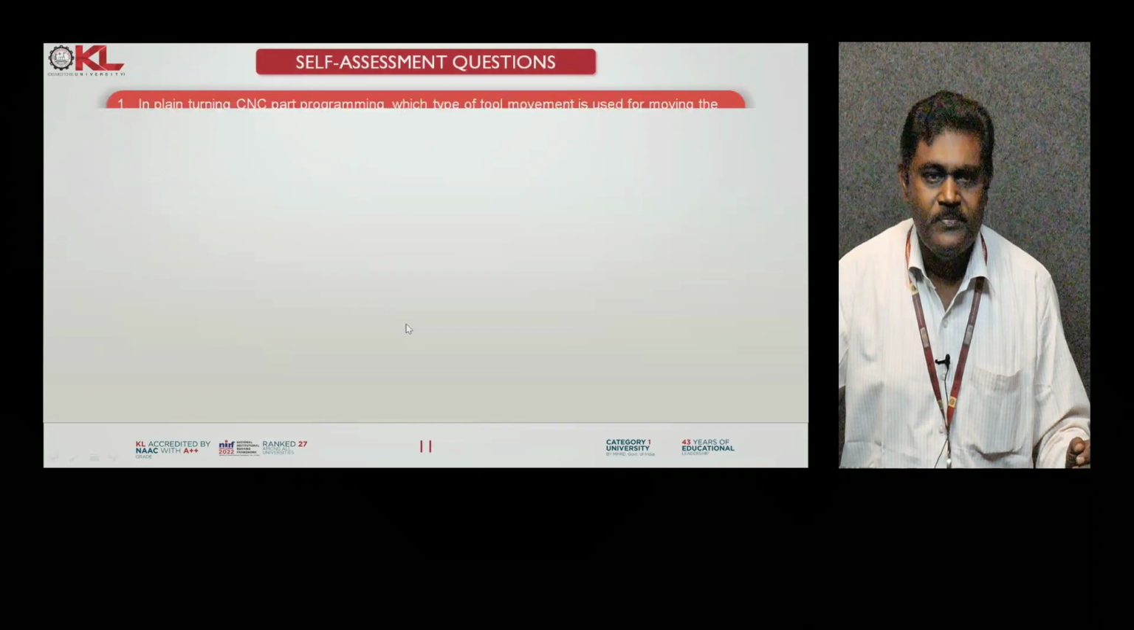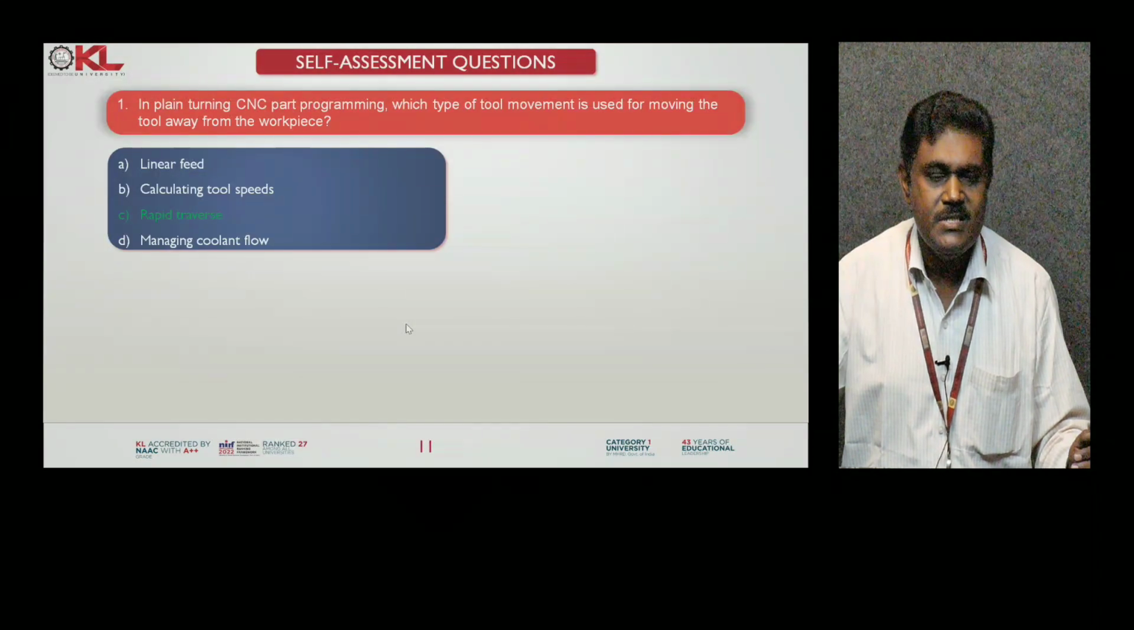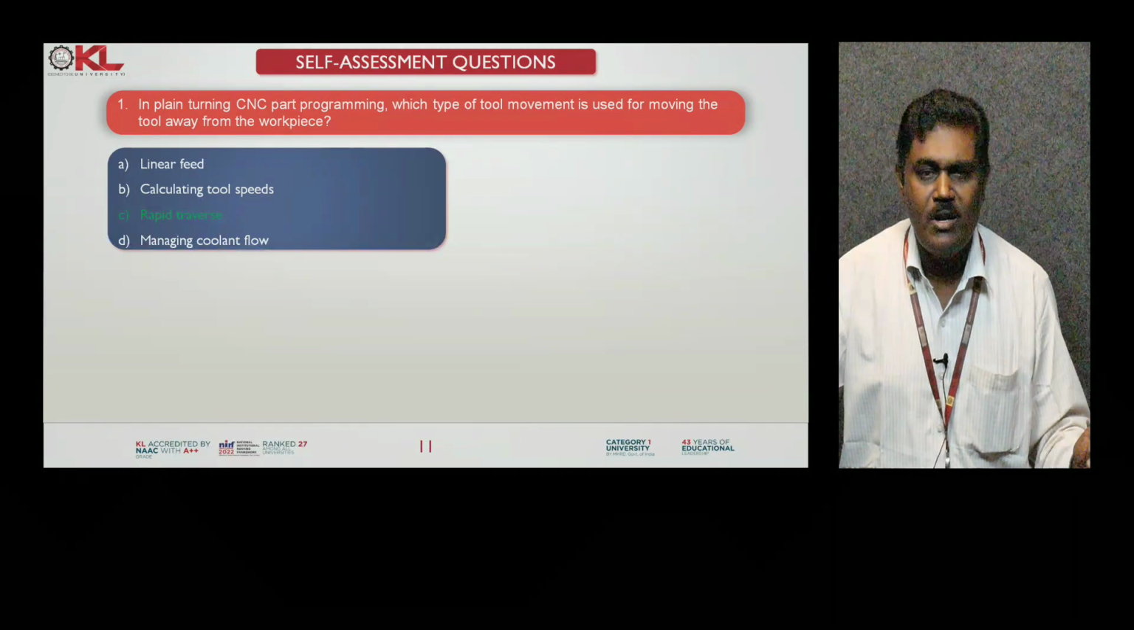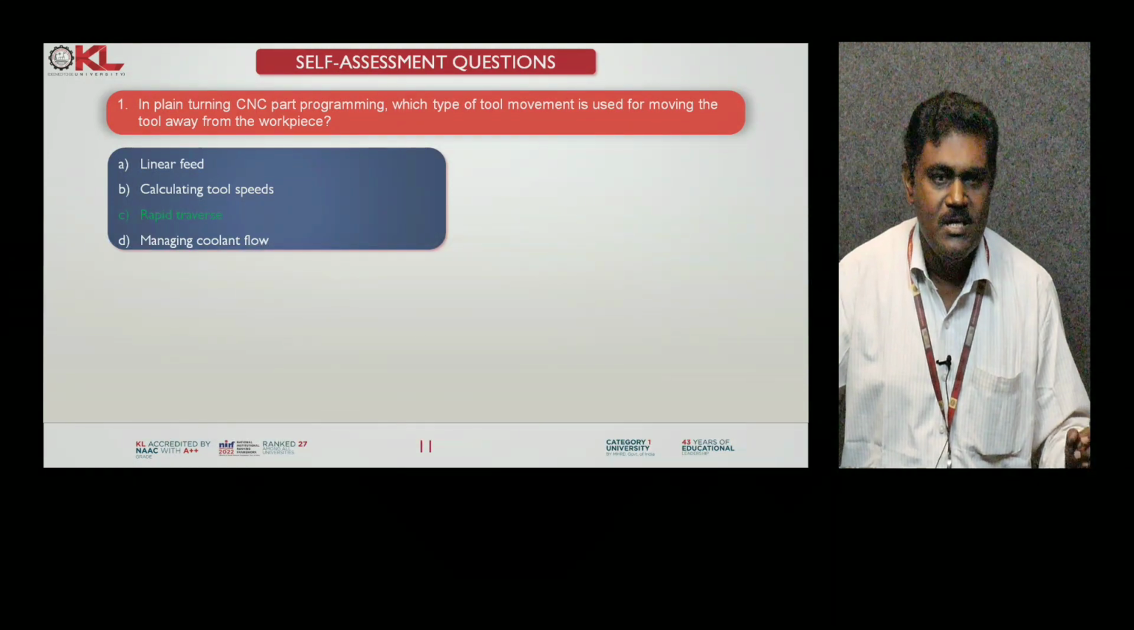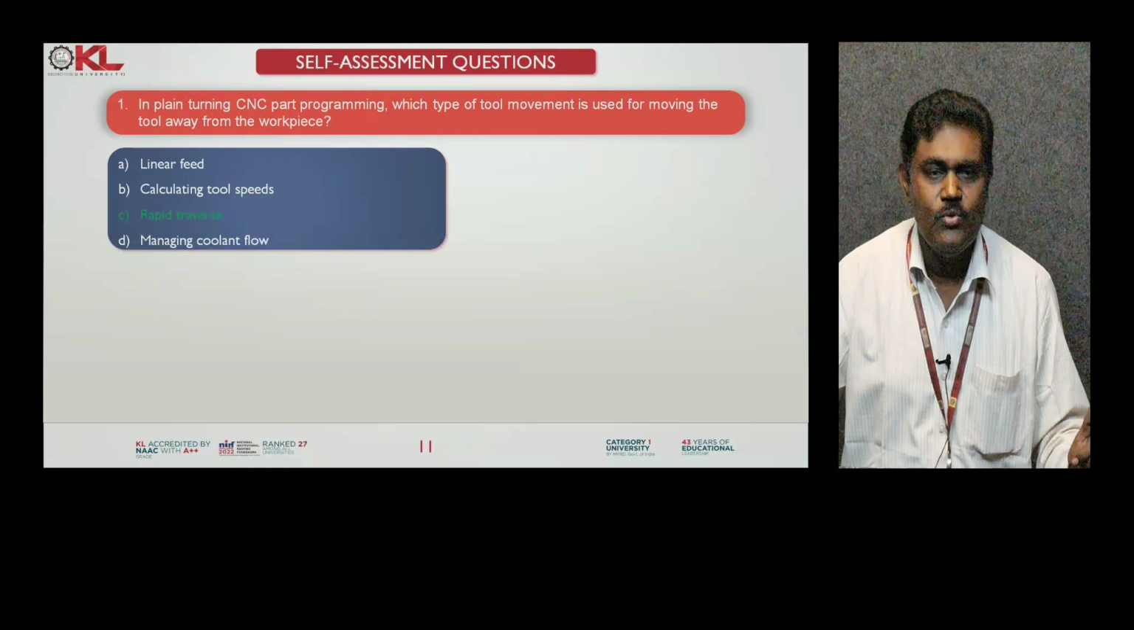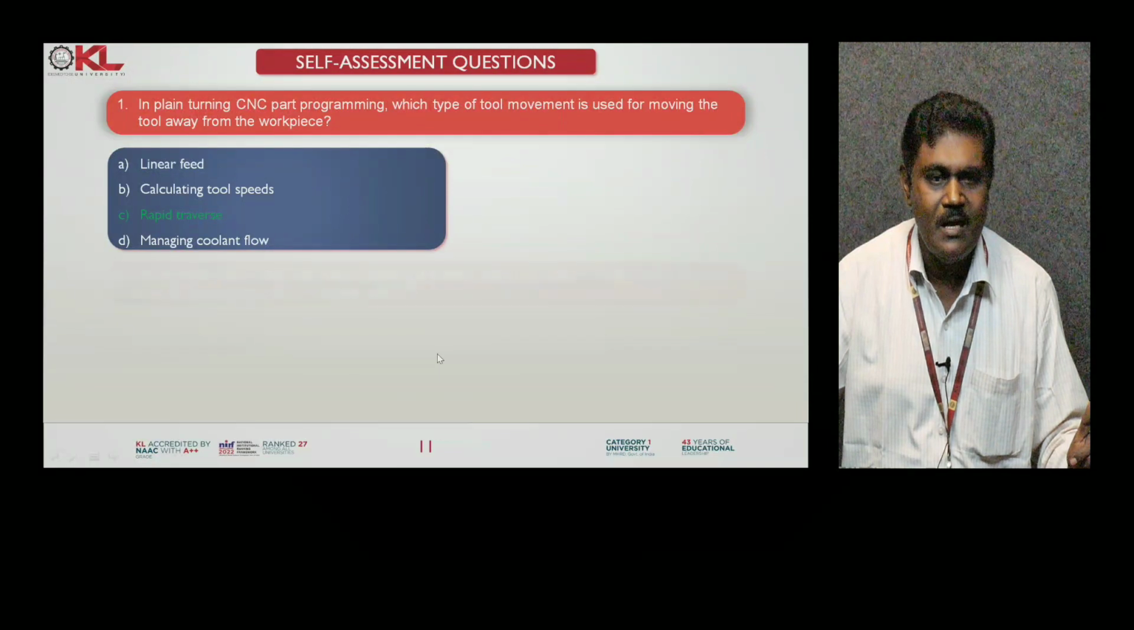Okay. Now, let us see the self-assessment questions. In plane turning CNC part programming, which type of tool movement is used for moving the tool away from the workpiece? Linear feed, calculating tool speeds, rapid traverse, managing coolant flow. Here rapid traverse is the right answer.